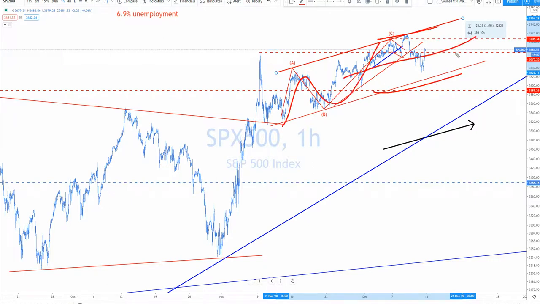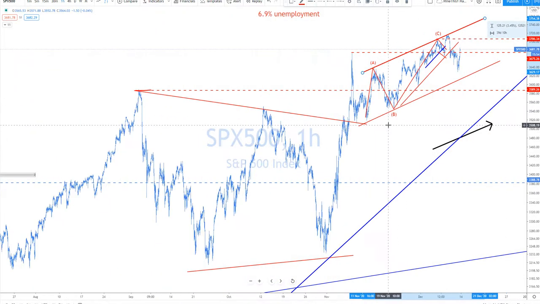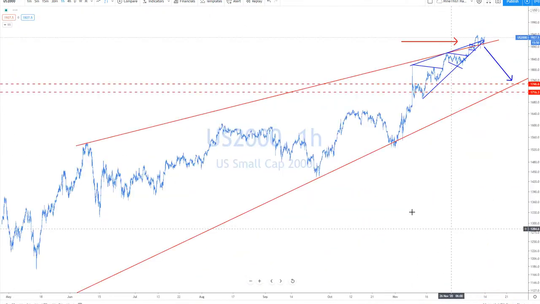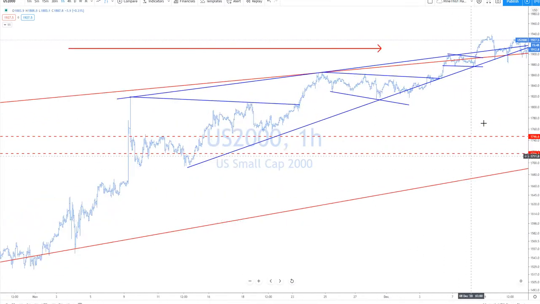So long as it remains within a structure, the bias is to the upside, but you really want to buy the bottom part, then sell the top, and then buy the bottom again, because this can last for a while. So that's that. And small caps pushing higher.